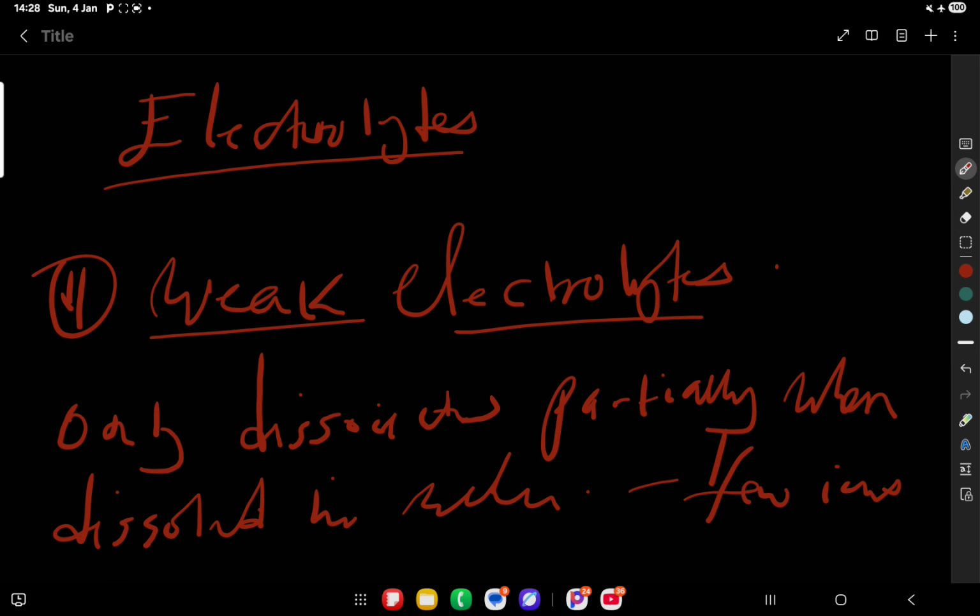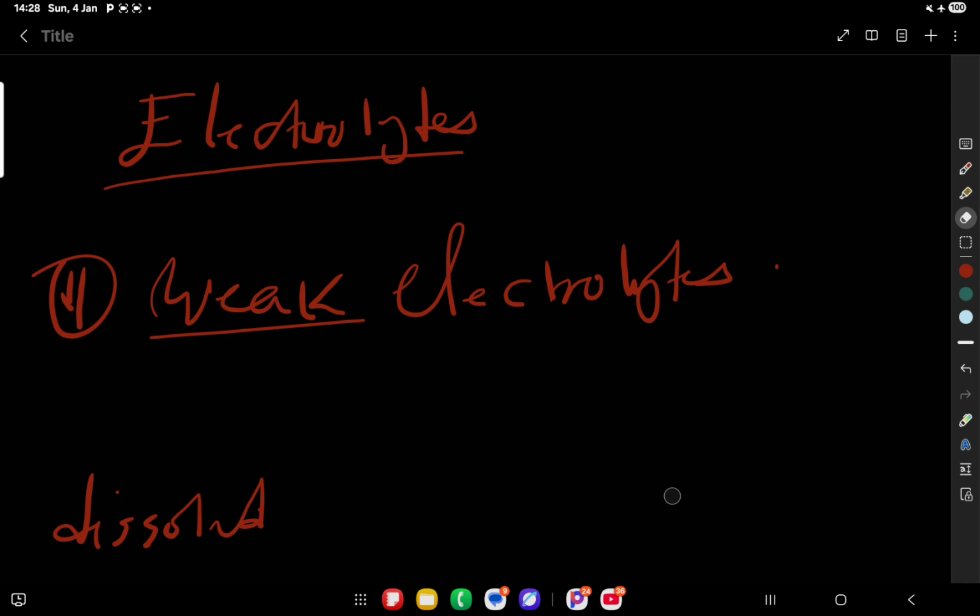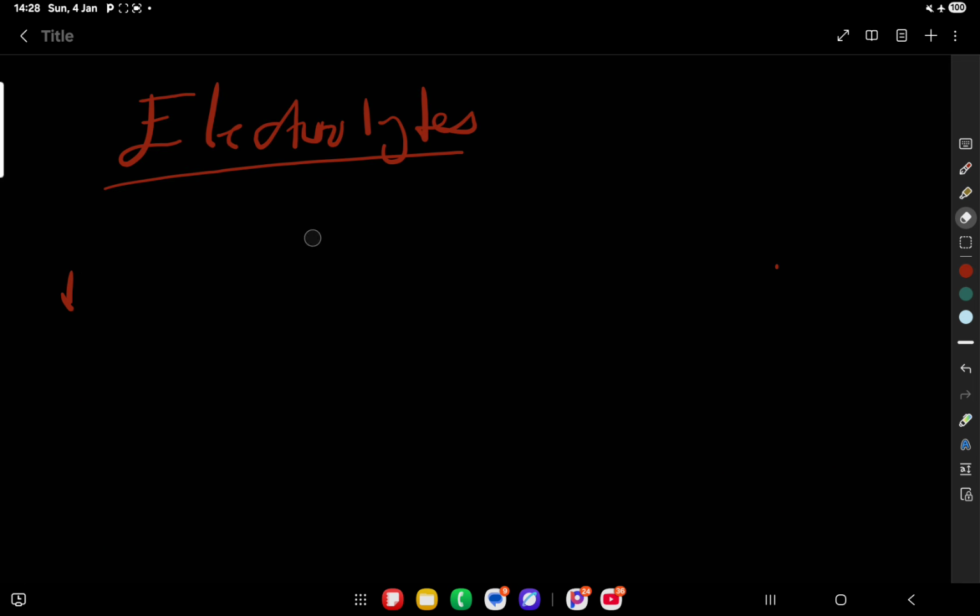So few ions. There's a reason for few ions. Why? Because dissociation was just partial, it wasn't complete. So even when it comes to conducting electricity, it will be only slight. And if they ask about examples of weak electrolytes, as long as you passed through grade 11 and grade 12, you learned about strong bases, strong acids, weak bases, and weak acids. So give examples of weak acids and weak bases here. Those things will dissociate partially even if they dissolve in water.